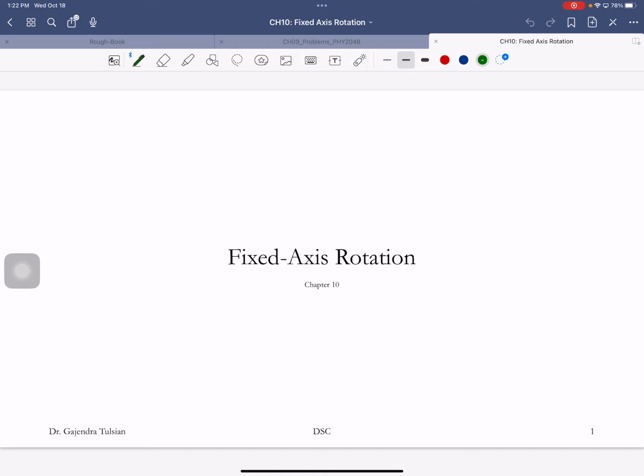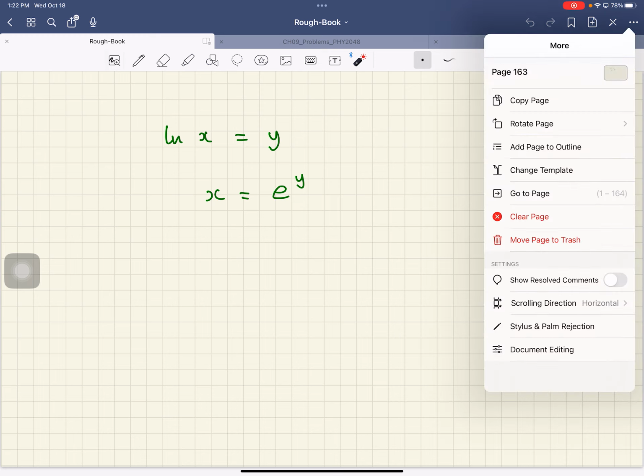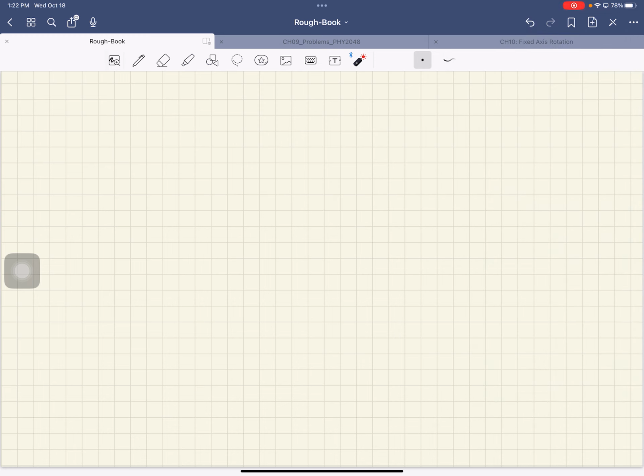All right, so in this chapter, we'll now study rotations, okay? So we'll study fixed axis rotation. I've got to record this thing for an online class, so I will show you a demo, but let me do a drawing first.